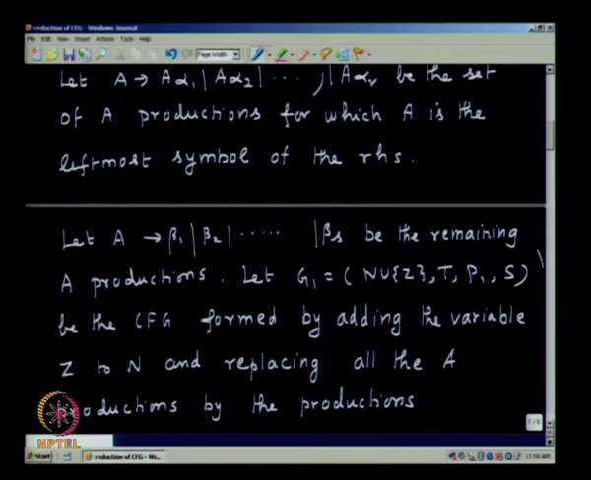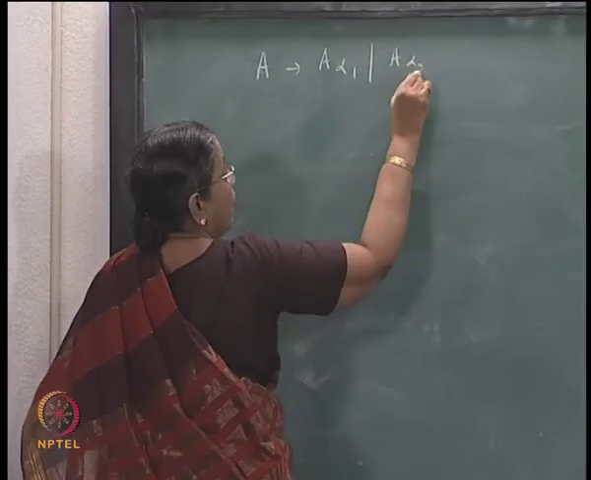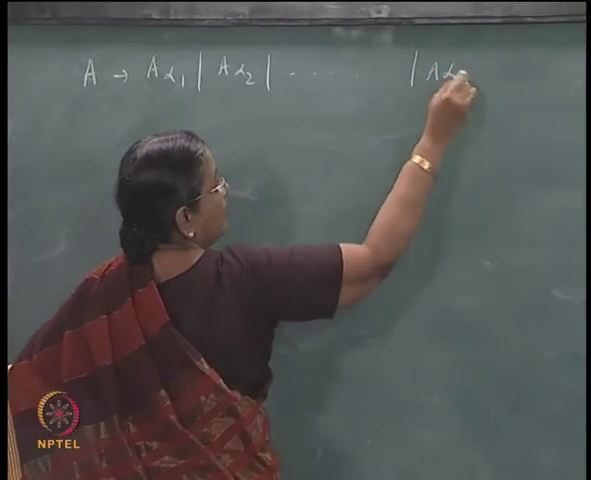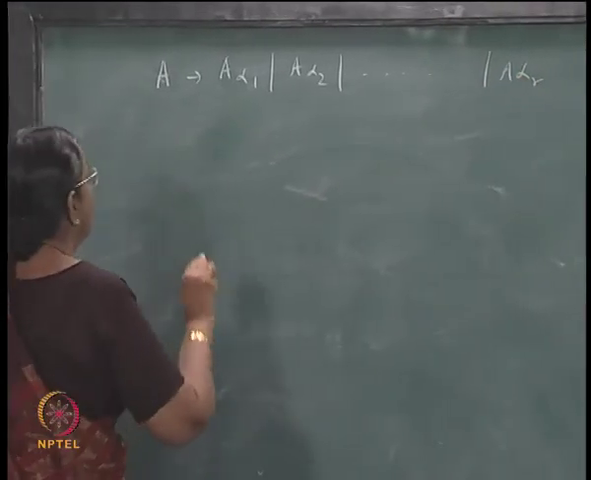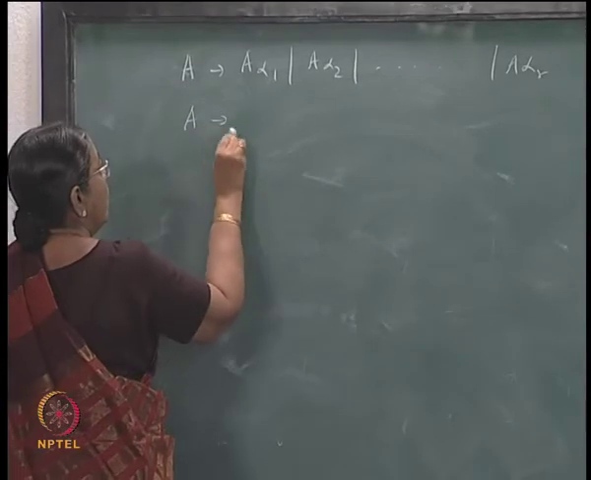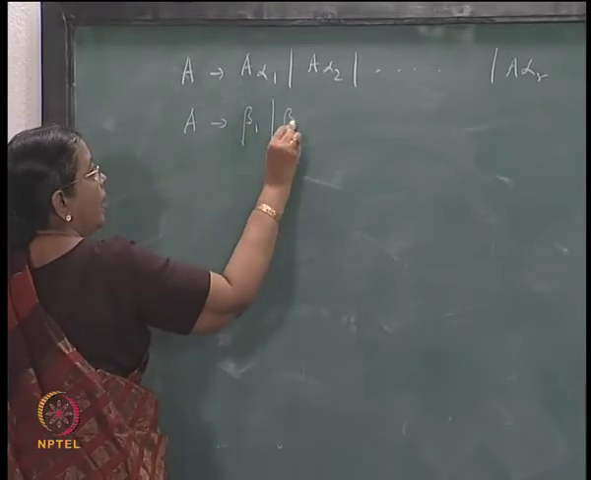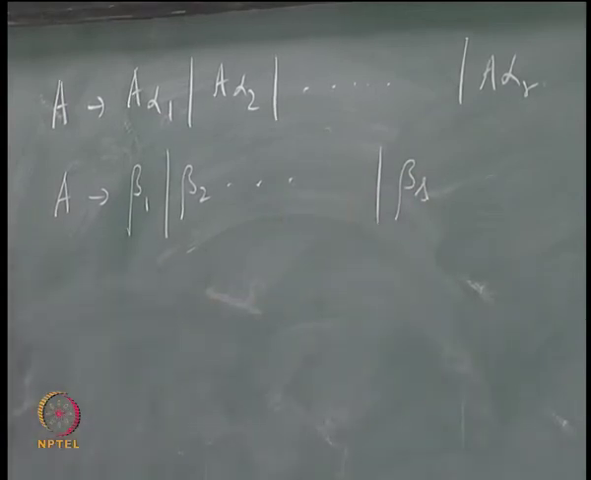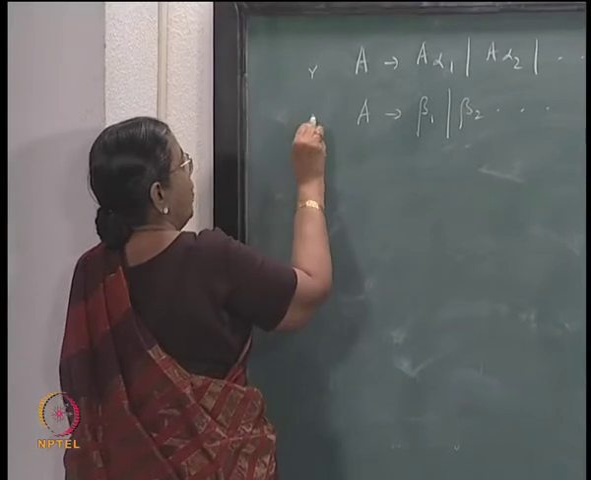Now, how do we justify this? You are having A goes to A alpha 1, A alpha 2, ..., A alpha R rules which are left recursive, and A goes to beta 1, beta 2, ..., beta S, S other rules. So, R plus S rules you are having.